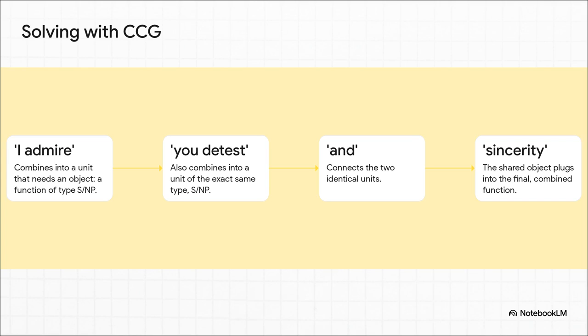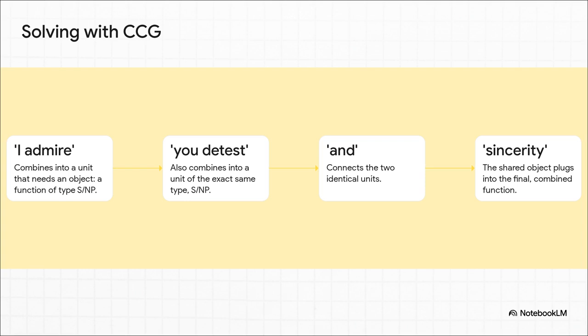I admire and you detest sincerity. Traditional grammar really trips over this one, because "I admire" isn't a standard, complete thought. But in CCG, it's a piece of cake. The words "I admire" just click together and they form a perfectly valid new function, a new building block that's just waiting for an object.